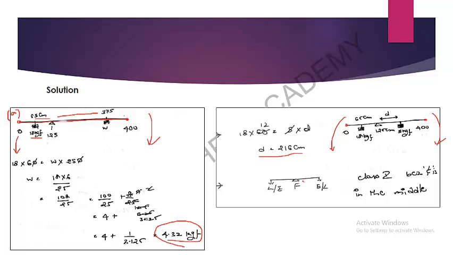The third subpart of the question is asking what class of lever it belongs to. When we plot the lever, this is the lever, and my fulcrum is here. On one side there is either a load or effort, and on the other side the load or effort will be there. So the fulcrum is in the middle.